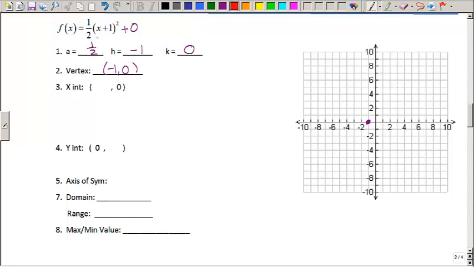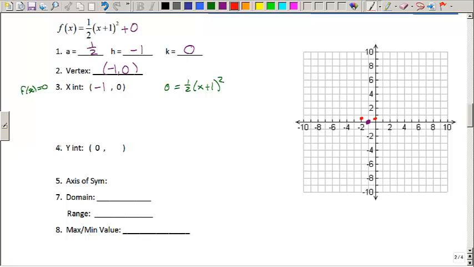Next, I'd like to plot -1, 0 on my graph. Using my a as positive a half, I can go right one and up a half, left one and up a half. In the previous problems, to find the x-intercept, we set f of x equal to 0. So 0 is equal to 1/2 times x plus 1 quantity squared, and then I solved. Although, can anyone look at this picture and already tell me what my x-intercept is? Well, sure, my x-intercept is right here on the x-axis at -1, 0.